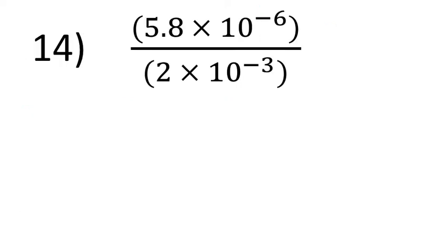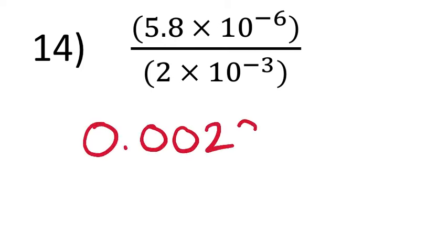All right, now, of course, you're still welcome to do this by hand, but I really like calculator method. So, n over d, 5.8 times 10 to the power of negative 6 in the numerator. I go to the denominator, 2 times 10 to the power of negative 3. Enter. And it gives me a decimal. That's okay. 0.0029.